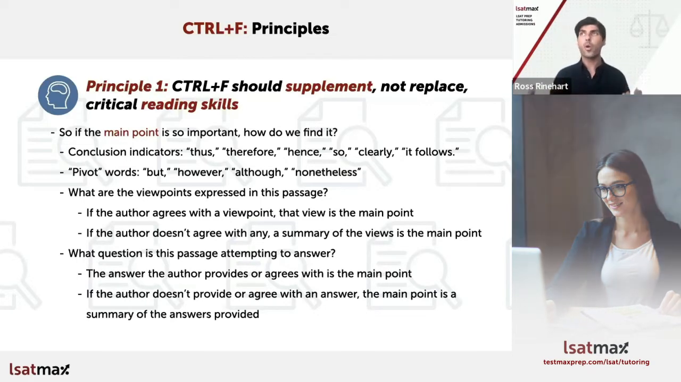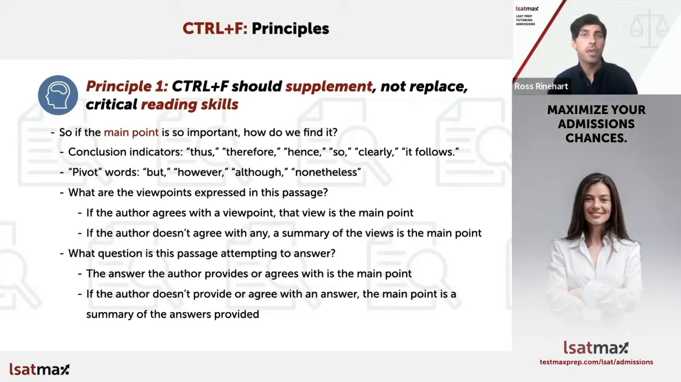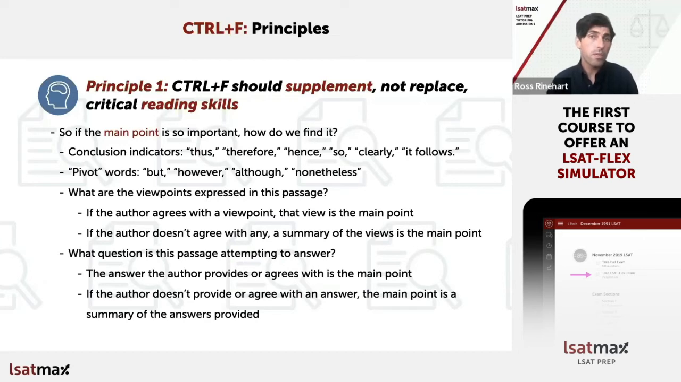So if you think about, okay, what question is this passage trying to answer? The answer the passage provides will tell you what the main point is. The answer that the author provides or the answer that the author agrees with is going to be the main point. Or if the author doesn't agree with any of the answers described by the passage, the main point is just going to be a summary of the answers provided.